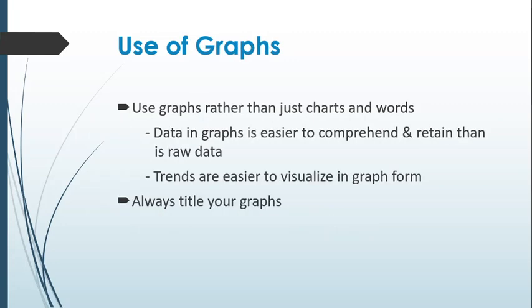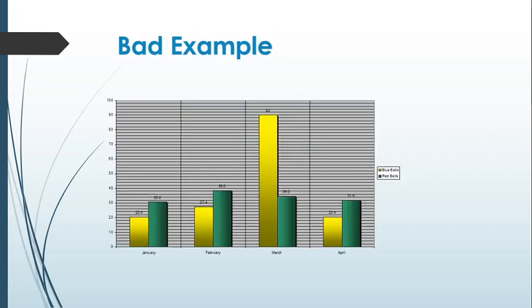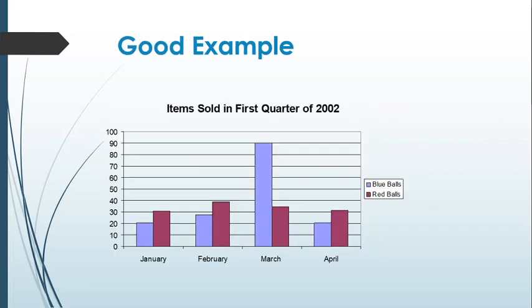Next, using of graphs. Actually, you have learned about this in the data committee lesson as well. Use graphs rather than just charts and words. Data in graph is easier to comprehend and retain than raw data. Trends are easier to visualize in graph form. Always title your graph. You have to number your graphs as well. So here you can see a bad example, and here you can see a good example.